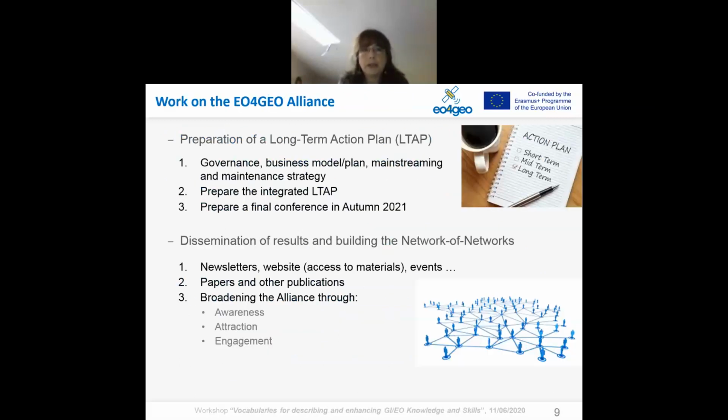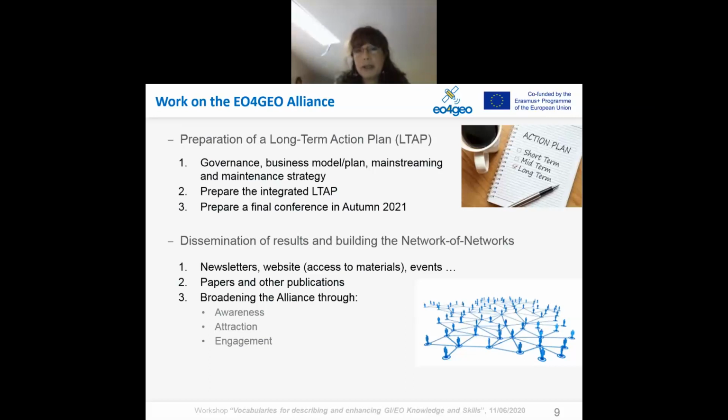So, for the preparation of the long-term action plan, we are of course taking care of different aspects really important to make it effectively work, like the governance, the business models, and the mainstreaming and maintenance strategy. And as I was mentioning regarding the endorsement at institutional level, we are planning to organize a final conference in autumn 2021, gathering all the relevant stakeholders and having the possibility to get feedback from them and endorse the approach for the long-term sustainability.